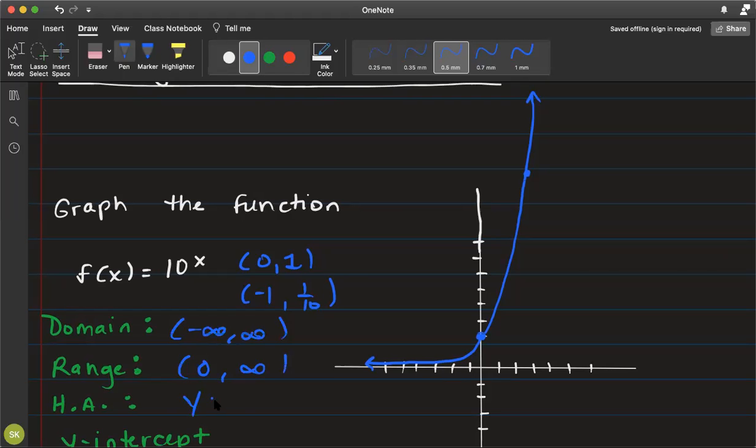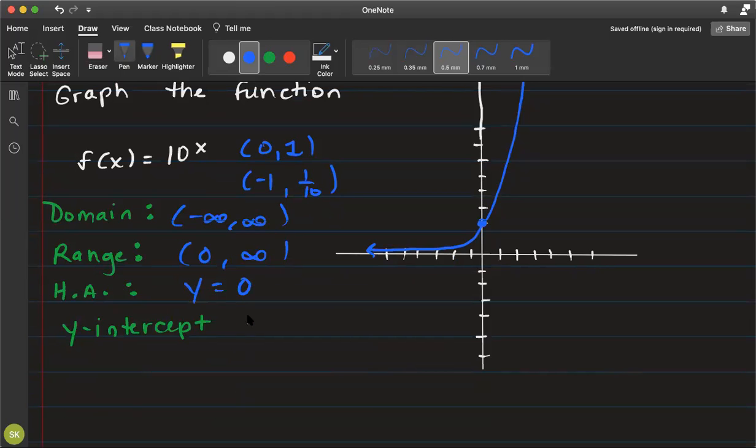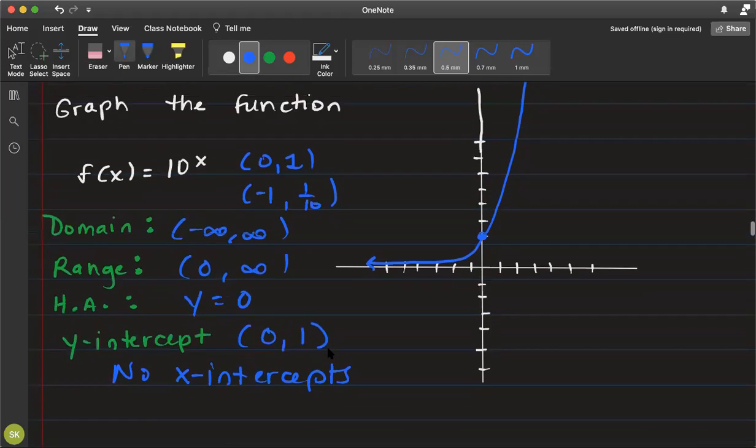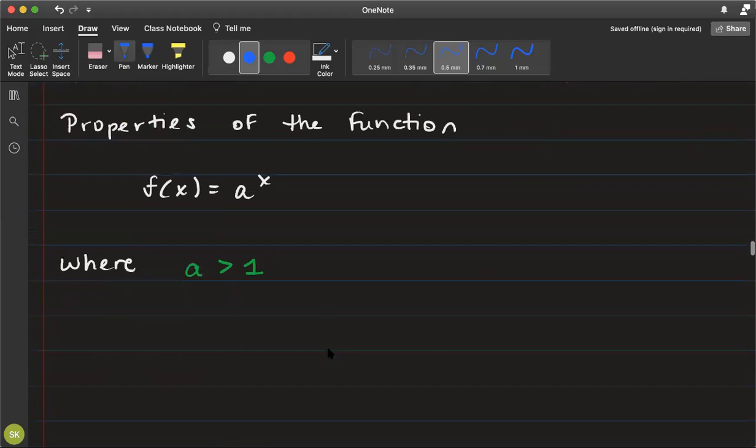You're still going to have the same horizontal asymptote, and your y-intercept is going to be the same. You're not going to have any x-intercepts. The function is 1-to-1, and it's invertible. So everything we had before, you're going to have with this type of function. So properties of this function, where a is greater than 1, let's write some things down.